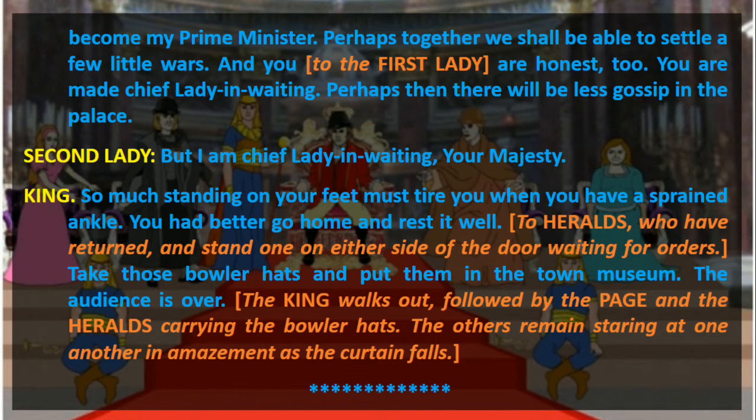So in the next scene, the sound of a trumpet is heard. Both the Prime Minister and the Chancellor try to look important and take positions on either side of the throne. The king enters with the blowing of trumpets and he's wearing a bowler hat and walks with a big limp, right?